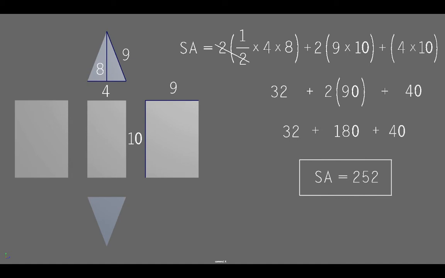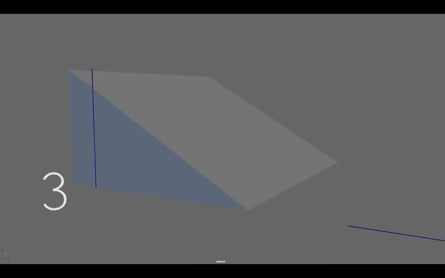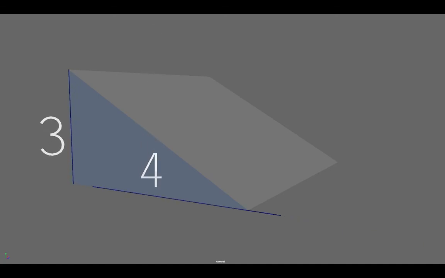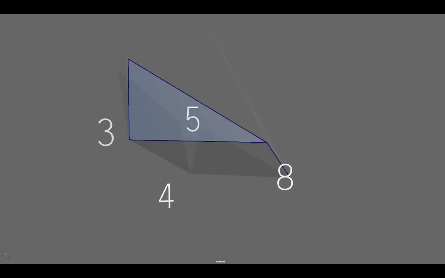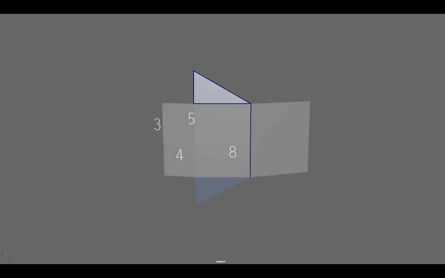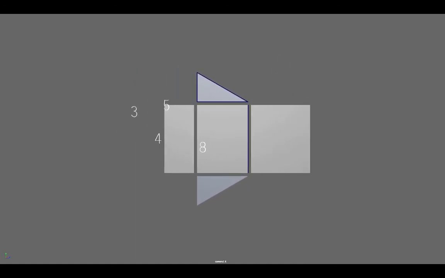Our last triangular prism has scalene triangles as bases. This means that none of its sides are congruent, which tells us that none of the lateral surfaces of this prism are going to be congruent. The height of the triangle is 3, the base length is 4, the hypotenuse is 5, and the height of the prism is 8. We will open up our prism and view it as a composition of its two-dimensional surfaces.